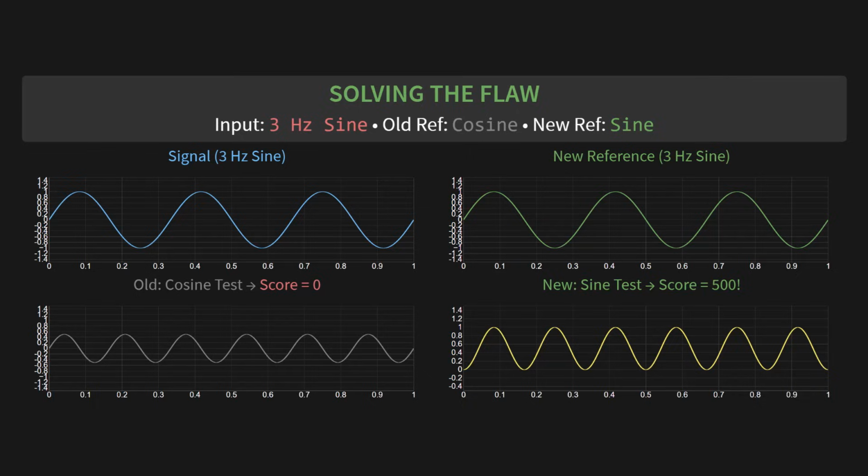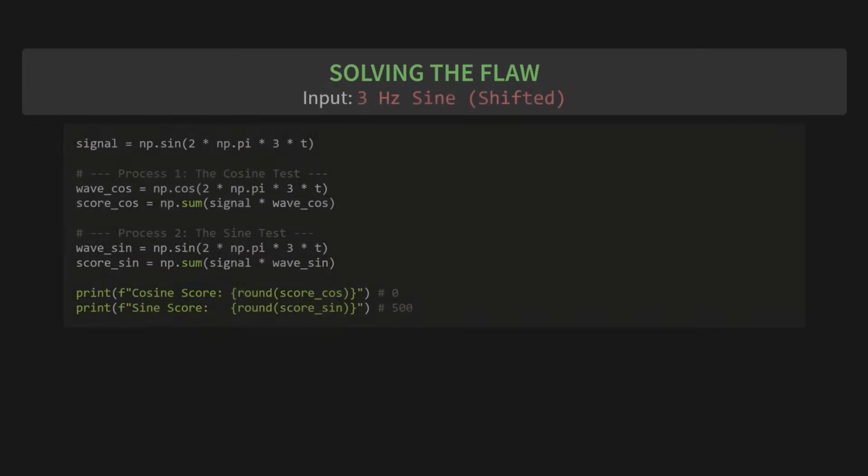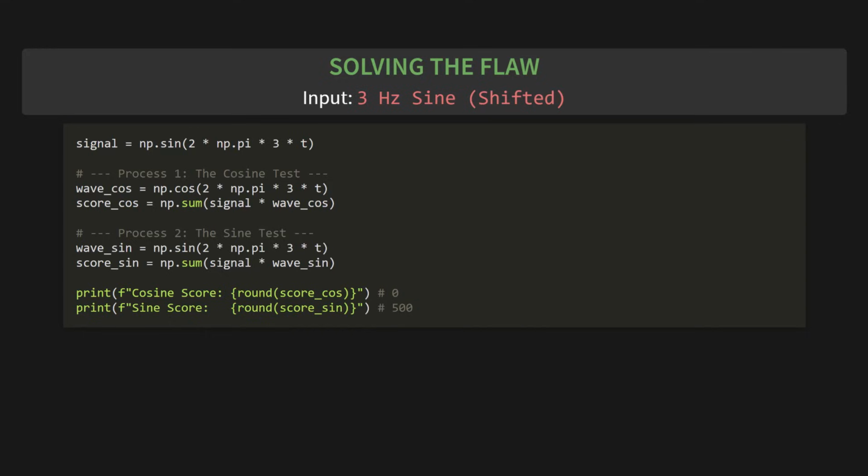We found it! Let's just prove it with the code. Here's our signal, a sine wave at 3 Hz. First, process 1, the cosine test. We create our wave stack, multiply it by the signal, and sum it up to get score cosine. Then, process 2, the sine test. We create a wave sine, multiply that by the signal, and sum it up to get score sine. And the results? The cosine score is 0. The sine score is 500. We caught it! Our machine is no longer phase blind.